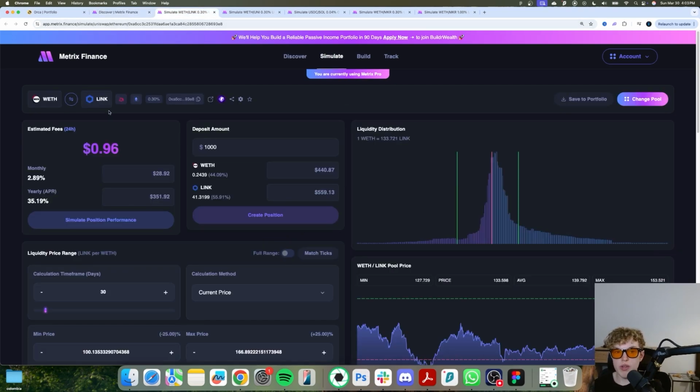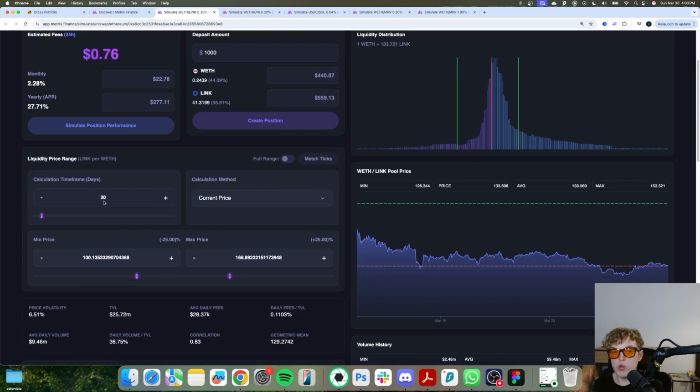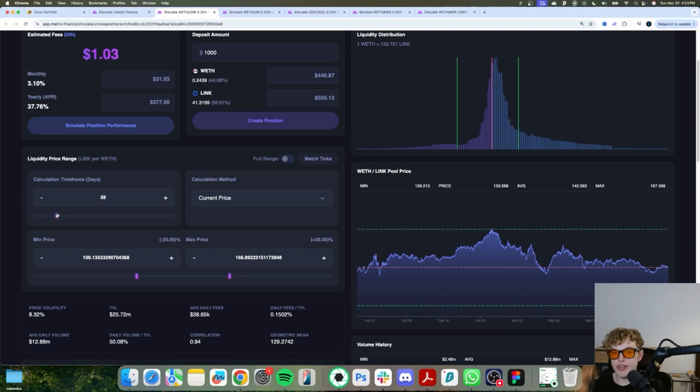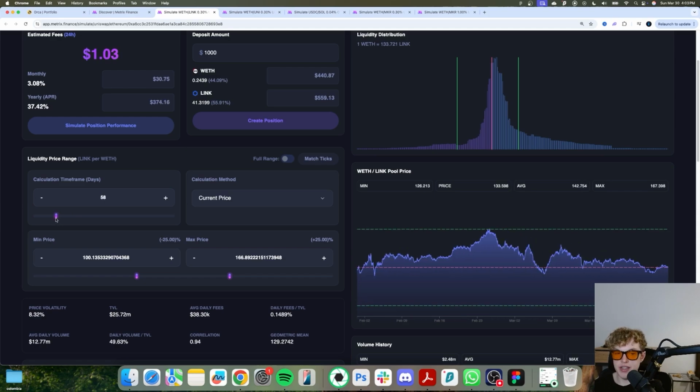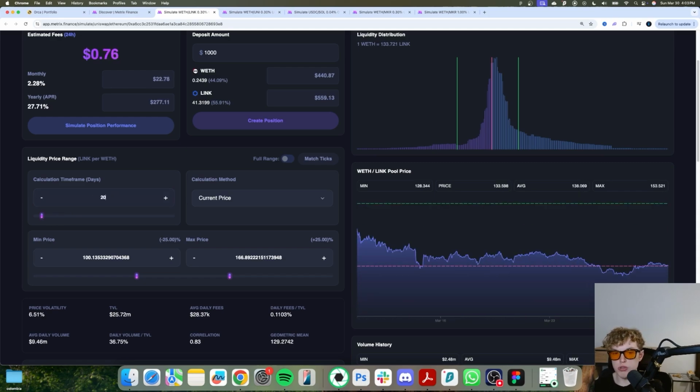So first of all, we have wrapped ETH to LINK. And for every simulation, we can go ahead and look at the past 20 days of data. Because what's really cool about Metrics is you can change your calculation range. So for example, you can look at the past 100 days of data, the past 50 days of data, or even the past 20 days of data. So we'll do 20 days of data.